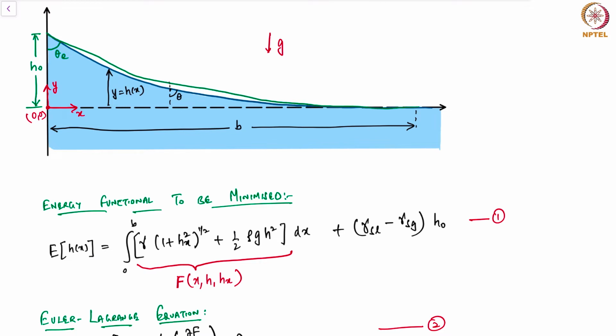So at any point, I have a small deviation that I have introduced, and this deviation, let's call it delta h, clearly is a function of x. So delta h is small. The magnitude of delta h is much smaller than the magnitude of h at any location.